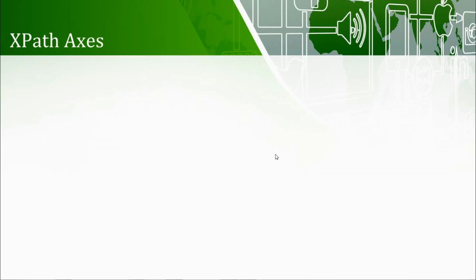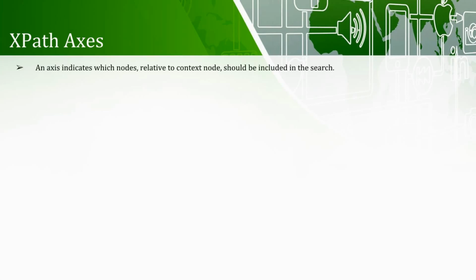XPath Axes. It is the most important topic in XPath as well as Selenium automation. Let's see what is XPath Axes. An axis indicates which nodes relative to the context node should be included in the search. It basically means when you search an element with respect to the current node, you have to decide in which direction you should move so that you can locate the element successfully. So the direction is decided by the axis.